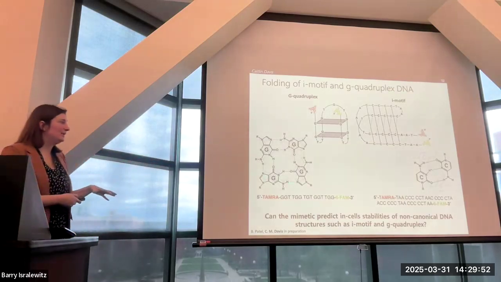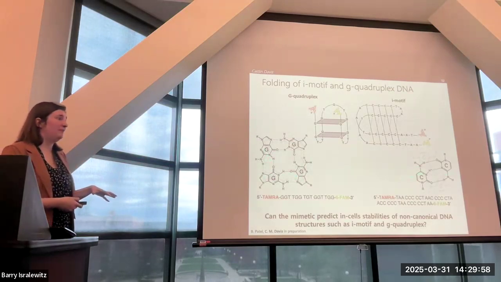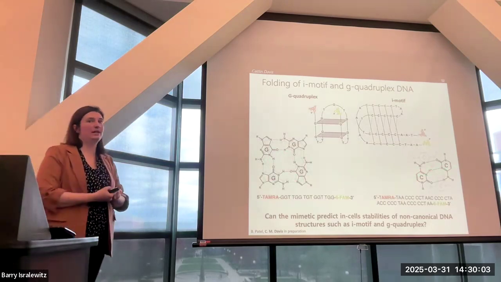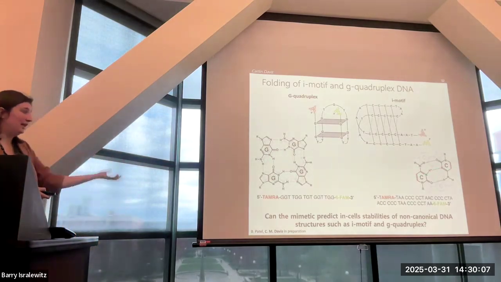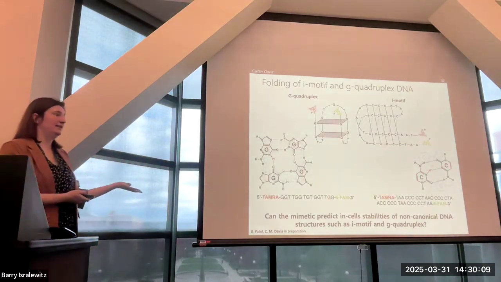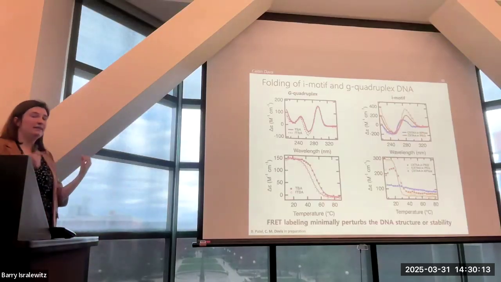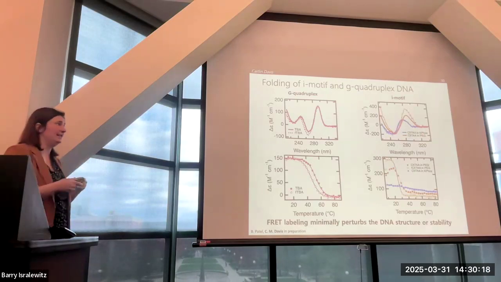So we see that we get these really interesting planar interactions between guanines and then a hemiprotonated cytosine interaction here that is going to stabilize these non-canonical structures. So can our mimetics predict the in-cell stabilities of these kinds of structures? Well, we started by creating a labeling strategy. Here we use TAMRA and BAM, so small dyes, to label our DNA.